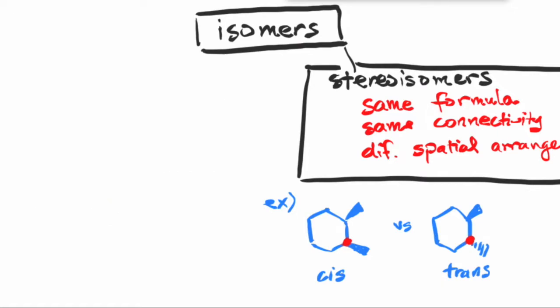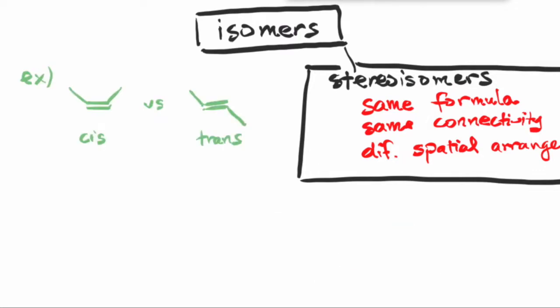Let's take a look at another example of stereoisomers. In this simple 4-carbon compound, we can see the concept of stereoisomerism. What we have here are 2 butenes. The molecule on the left is considered the cis isomer, and the molecule on the right is considered the trans isomer. And again, they are completely separate molecules.